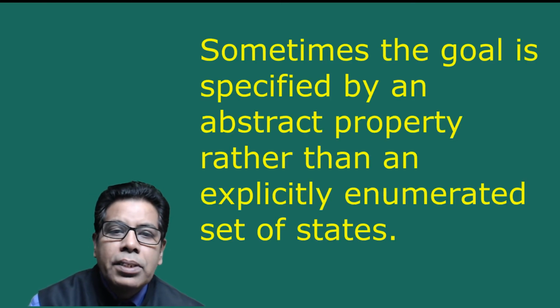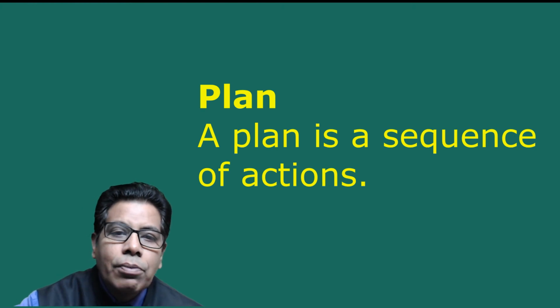Sometimes the goal is specified by an abstract property rather than an explicit enumerated set of states. For example, in chess, the goal is to reach the state called checkmate, where the opponent's king is under attack and can't escape. So that is the checkmate. Then let us go to the next term, that is plan. Plan is a sequence of actions. So in the process, we take a number of actions and plan represents the sequence of actions.